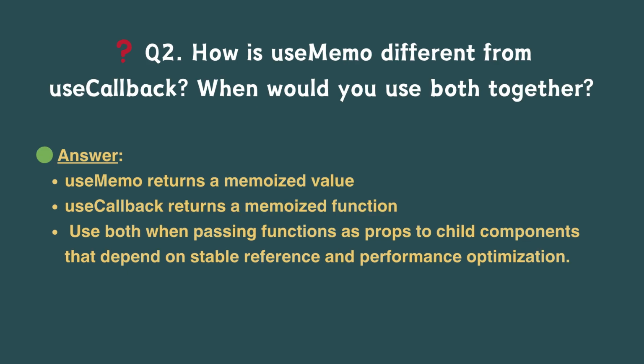Second question, how is useMemo different from useCallback? When would you use both together? The answer is useMemo returns a memoized value, while useCallback returns a memoized function. Use both when passing functions as props to child components that depend on a stable reference, for performance optimization.